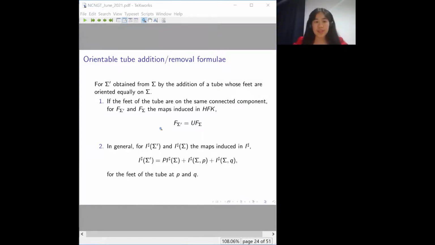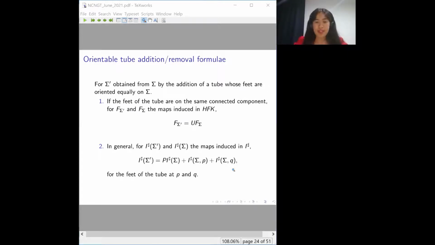As a starting point, let's talk about tube addition and cutting formulae in the orientable case. For sigma prime obtained from sigma by the addition of a tube whose feet are oriented equally on sigma, if the feet of the tube are in the same connected component, then in the HFK prime situation, the map induced by sigma prime is U times the map induced by sigma. So adding this tube multiplies the map by a factor of U.